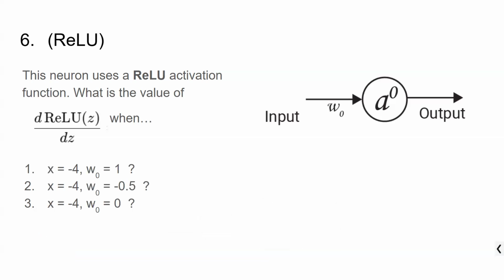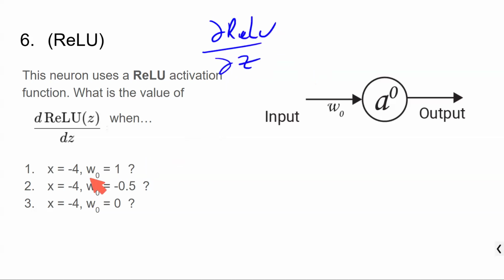So great. What is my partial derivative? I probably should have said my d ReLU over dz, my derivative of ReLU over dz. When this guy is here, if my x is -4 and w is 1, what's this guy's derivative right here? 0. Yeah.